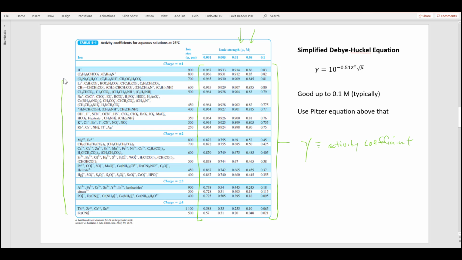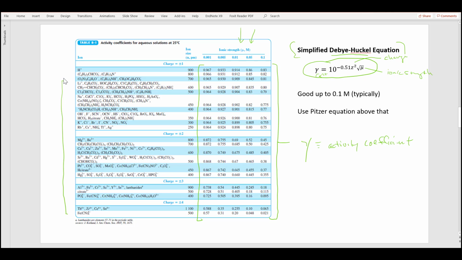In this class, I like to use the Debye-Huckel equation, which is a mathematical description of gamma, of the activity coefficient, that can be computed with this expression. So 10 to the minus 0.51 z squared, z being the charge on the ion that you're trying to compute the gamma for. So say you're looking for calcium 2 plus gamma, then the charge would be 2, times the root of the mu being the ionic strength, of course, in this case. So I will always give you this expression. I use it all the time.